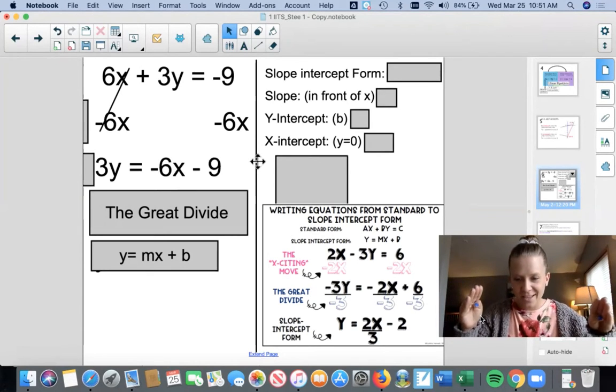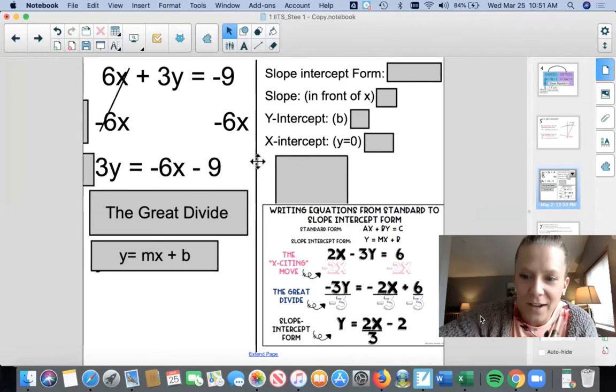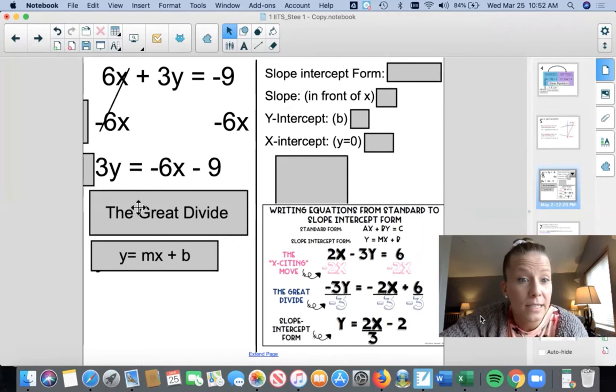Okay, so we have the exciting move and the great divide. So the great divide is because our y is not by itself. This is not in slope-intercept form. I have a times 3 in front of it.